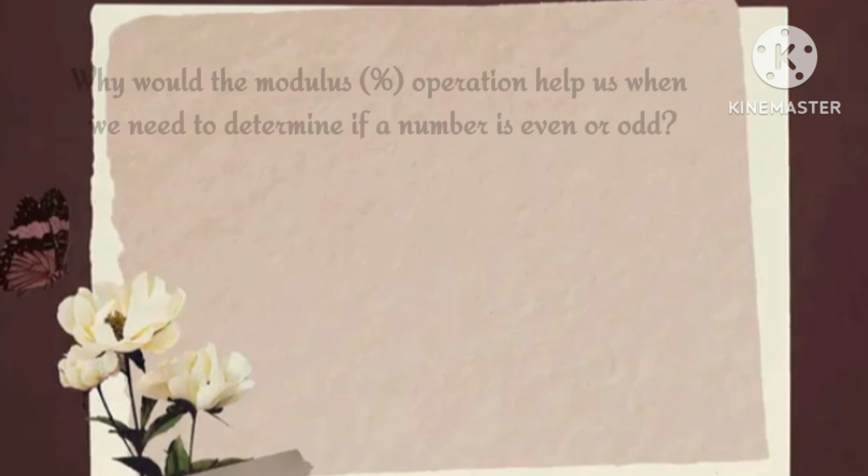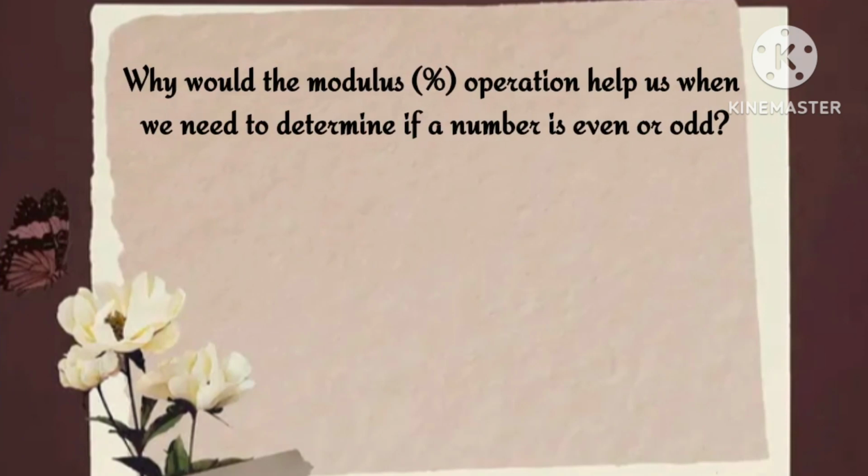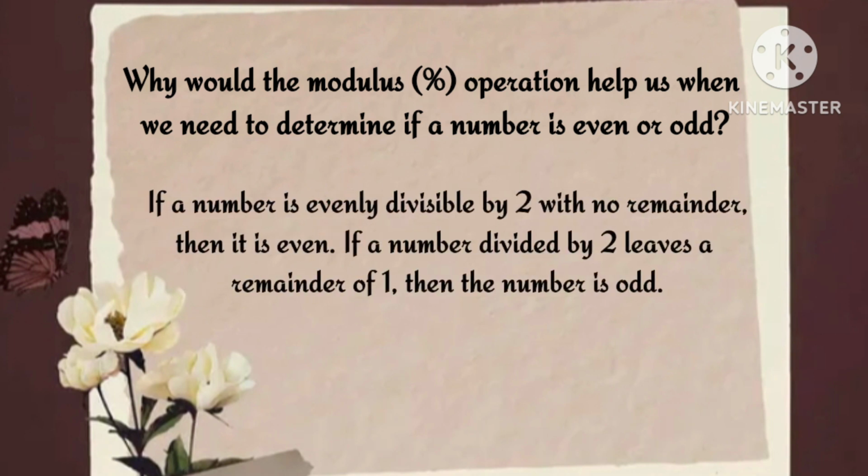There are other cases. Why would the modulus operation help us when we need to determine if a number is even or odd? It is simple. If a number is evenly divisible by 2 with no remainder, then it is even. If a number divided by 2 leaves a remainder of 1, then the number is odd.